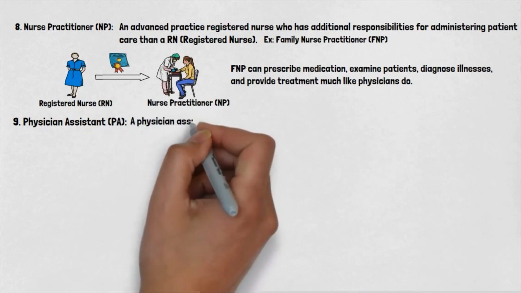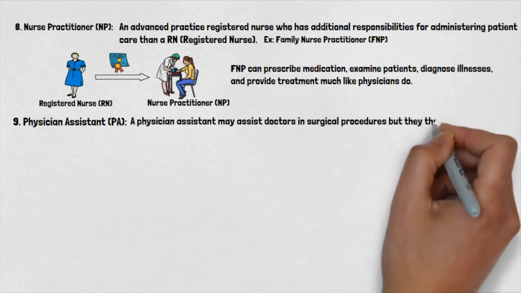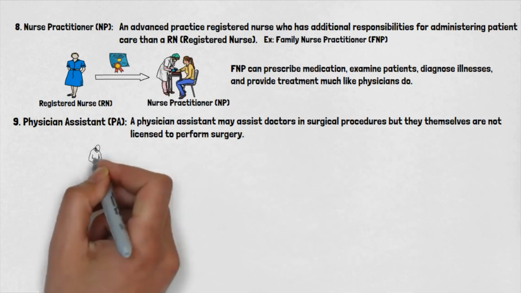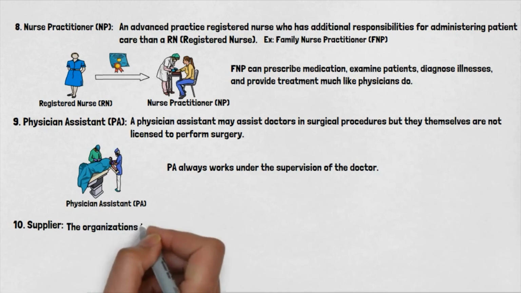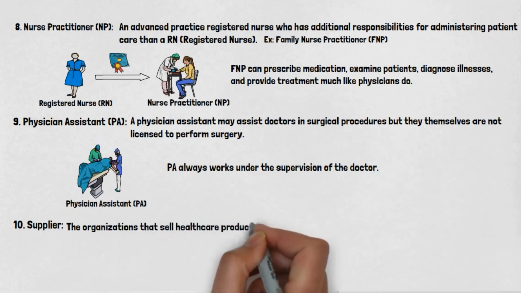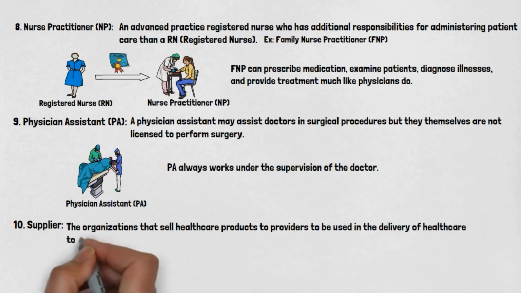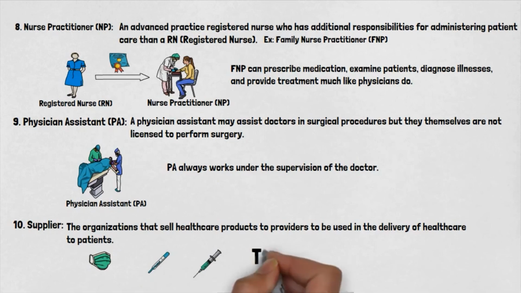The next one is physician assistant, also known as PA. A physician assistant may assist doctors in surgical procedures, but they themselves are not licensed to perform surgeries. A physician assistant always works under the supervision of the doctor. The next one is supplier. The organizations that sell healthcare products to providers to be used in the delivery of healthcare to patients. Things like masks, thermometers, syringes.